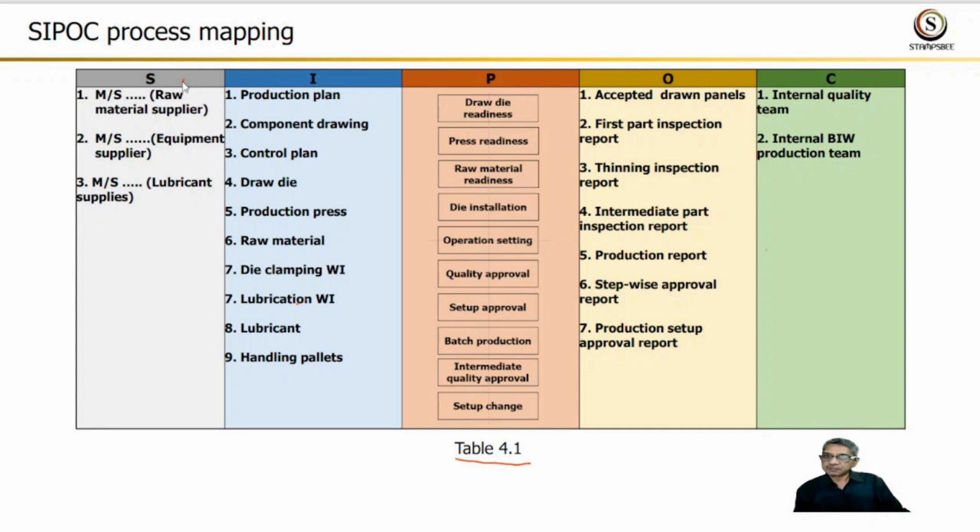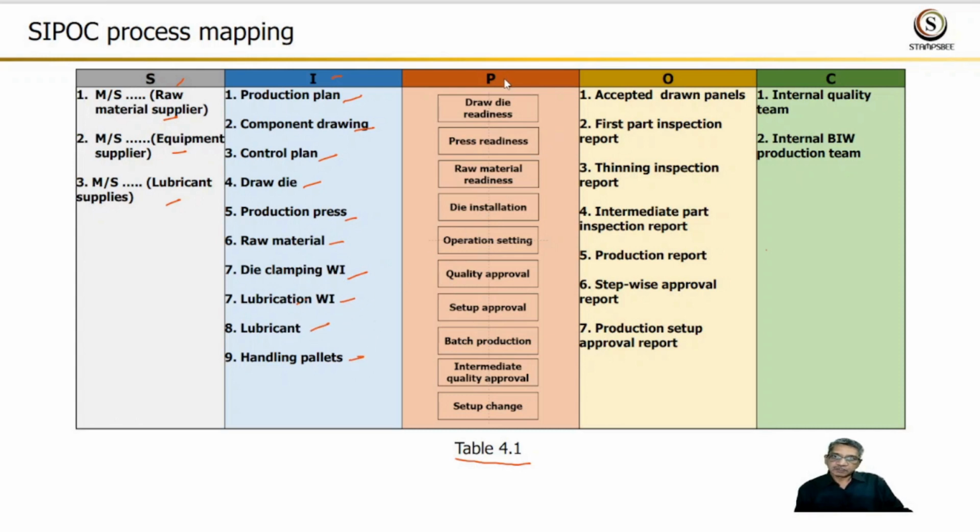Column S shows the names of the input suppliers who supply the input to the process, such as raw material, equipment and lubricants. Column I shows the process input such as production plan, component drawing, control plan, draw die, production press, raw material, die clamping work instruction, lubrication work instruction, lubricant and handling pallet.